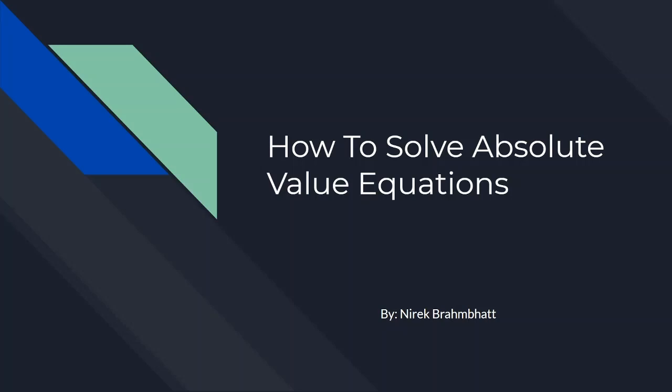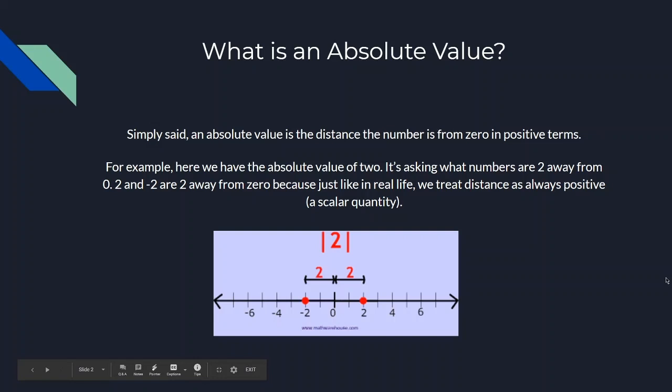Hey guys, today we're going to learn how to solve absolute value equations. First, we need to understand what an absolute value is. Simply said, an absolute value is the distance the number is from zero in positive terms. So here, for example, we have the absolute value of 2.